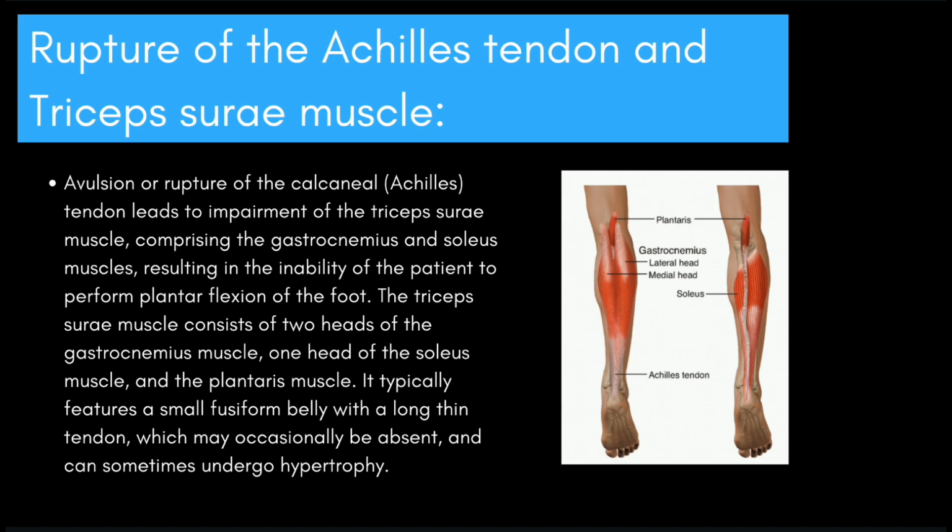The triceps surae muscle consists of two heads of the gastrocnemius muscle, one head of the soleus muscle, and the plantaris muscle. It typically features a small fusiform belly with a long tendon, which may be occasionally absent and can sometimes undergo hypertrophy. Let's go ahead and check out some questions now.